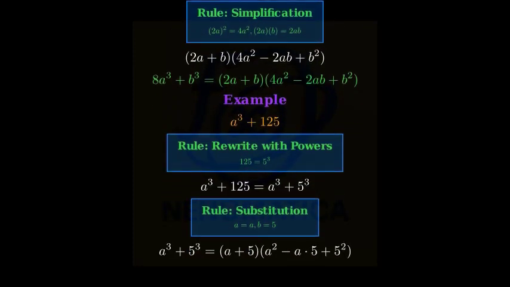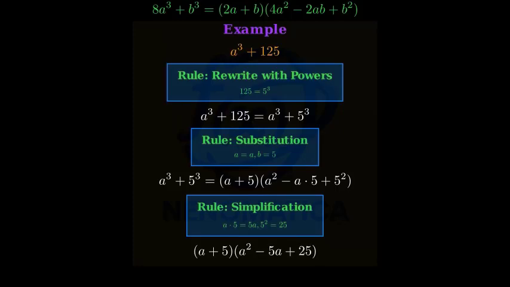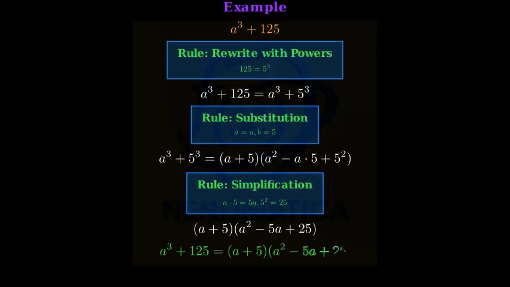Now let's simplify the expression inside the brackets. a times 5 equals 5a, and 5 squared equals 25. So our expression becomes (a plus 5) times (a squared minus 5a plus 25). So we've successfully factored our second example. a cubed plus 125 equals (a plus 5) times (a squared minus 5a plus 25).